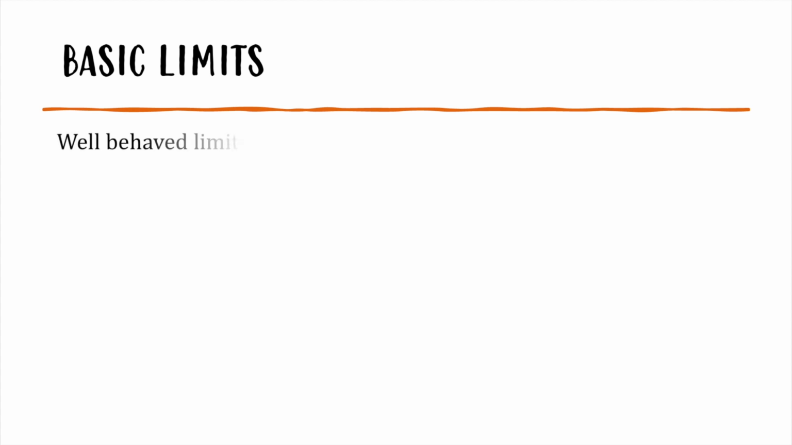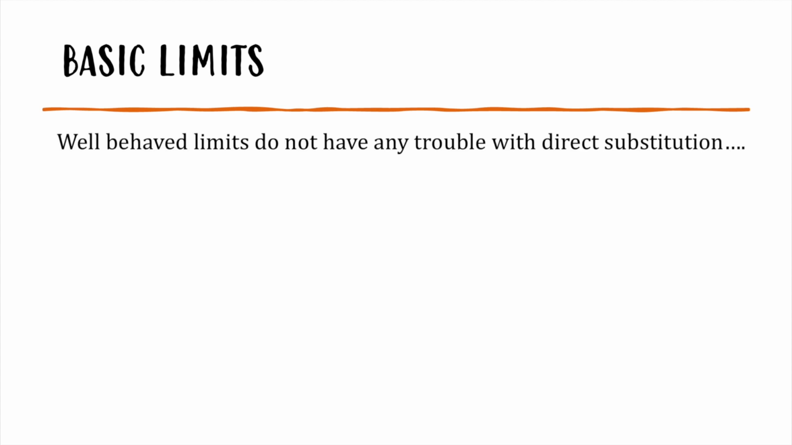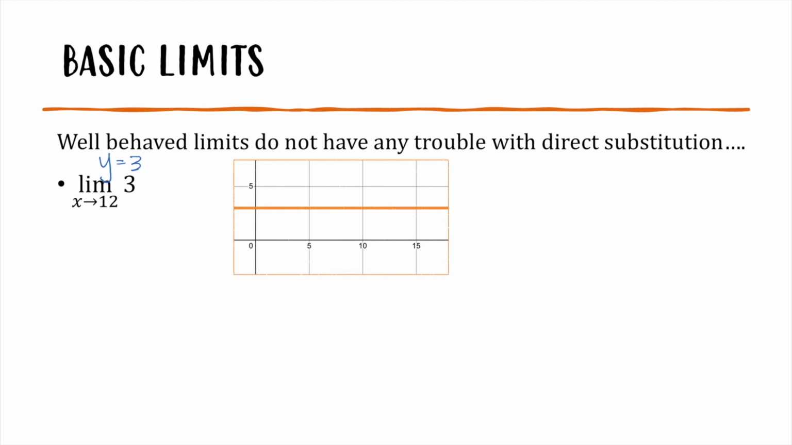Basic limits. Well-behaved limits have no trouble with direct substitution. Direct substitution is when you just plug in a number. For example, the limit as x approaches 12 of 3. We're talking about the line y equals 3. So there it is, I've graphed it for you.